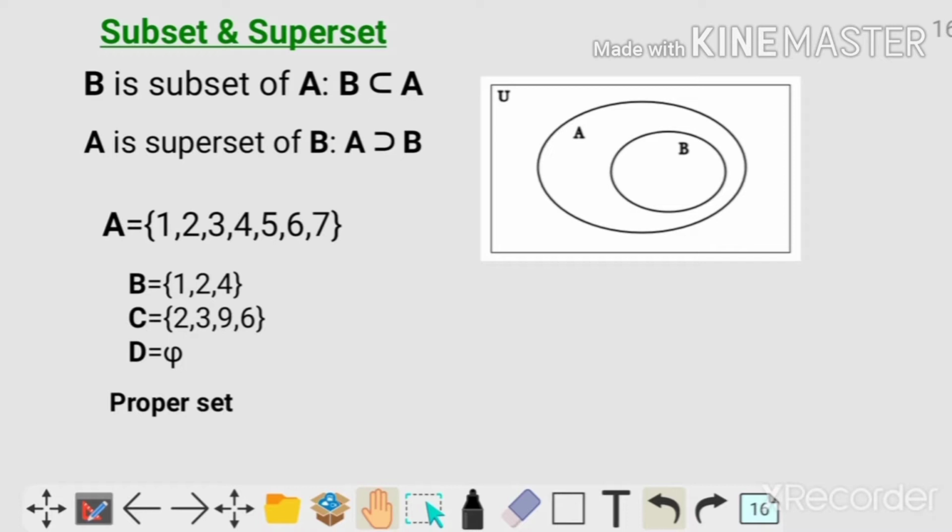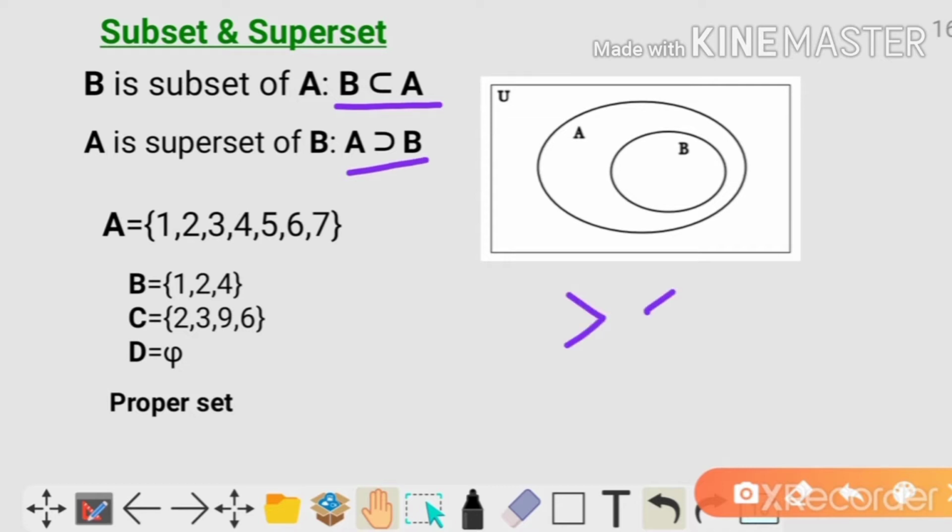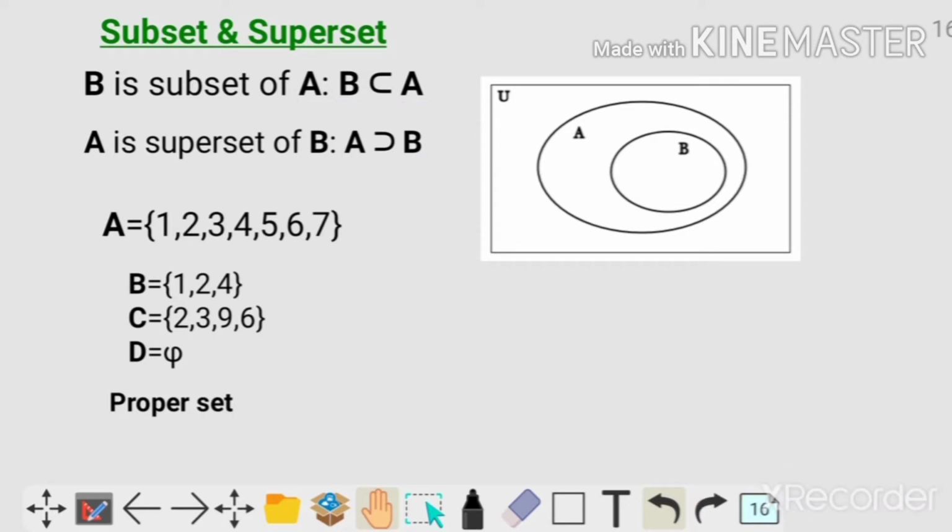First, we look at the notation. If I say B is a subset of A, then the notation is this. And if I say A is superset of B, the notation is like this. It's quite similar to the less than or equal to, greater than or equal to sign. Okay. Now, what is subset and what is superset? I will not give you some confusing definition. We'll directly go to the example and try to understand this.